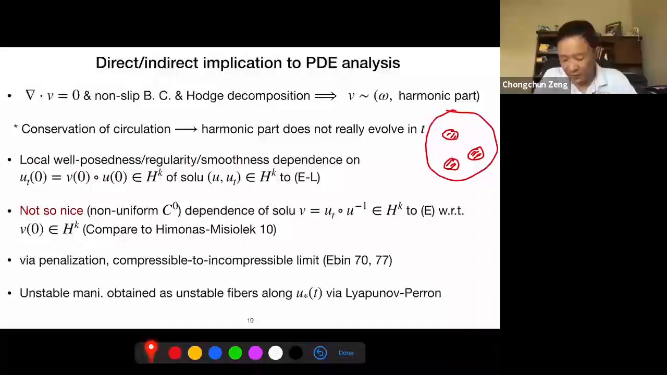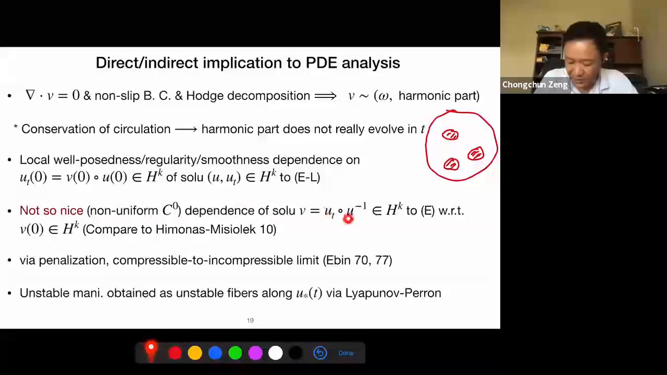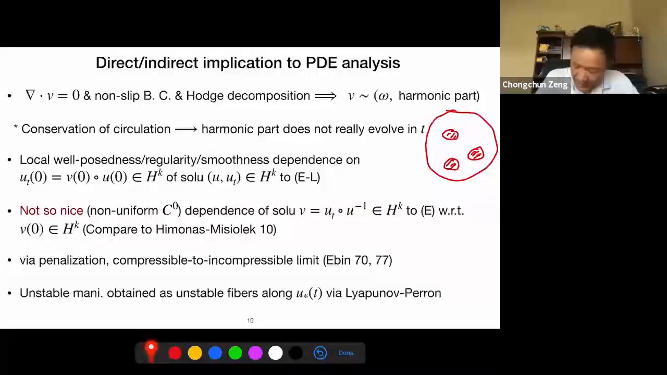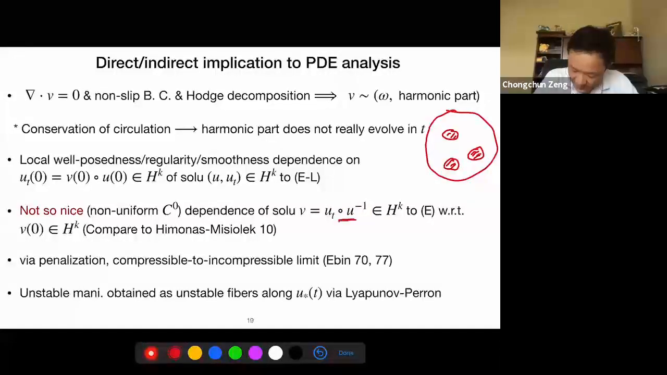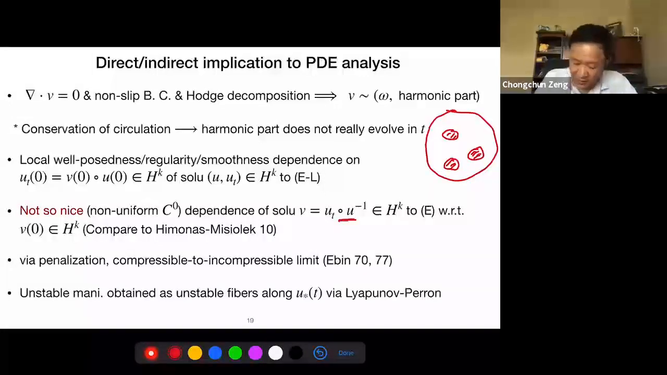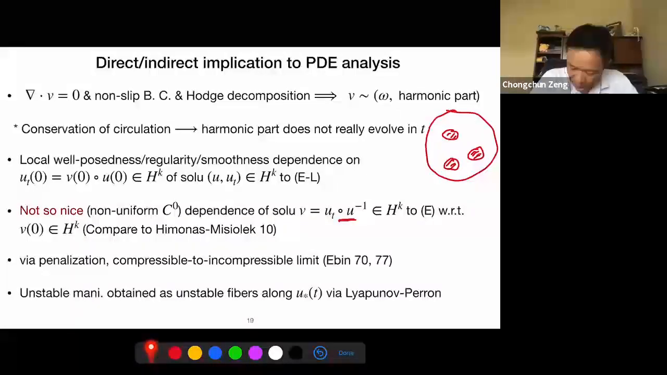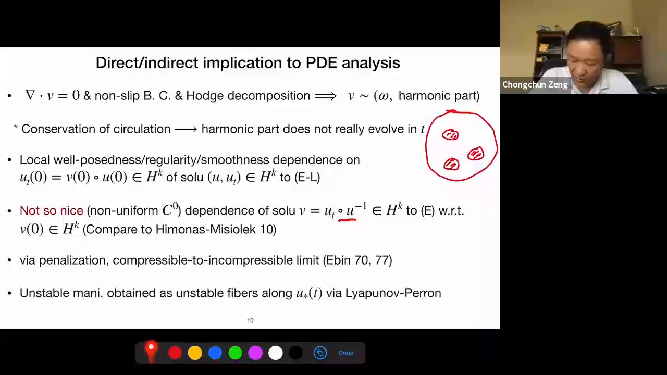Then if you go back to the Eulerian formulation, the velocity field is equal to the Lagrangian velocity composed with the inverse of the Lagrangian map. Okay, and this is the issue. If you know that you have a family of solutions which smoothly depends on initial values, whose initial value smoothly depends on a parameter, so think of it as a family of solutions smoothly depending on the parameter, then the solution is smooth in the parameter in the Lagrangian formulation.